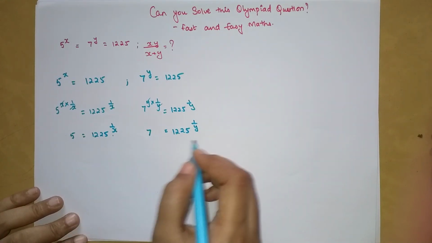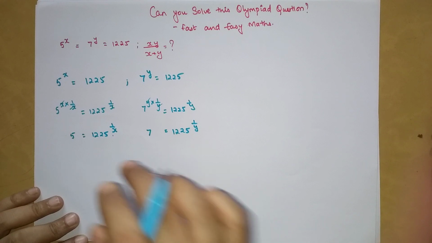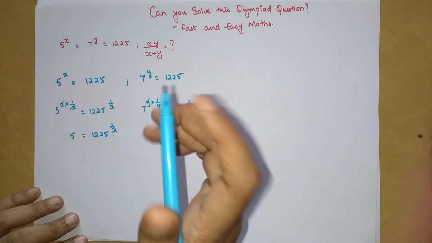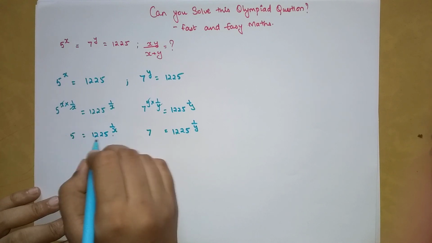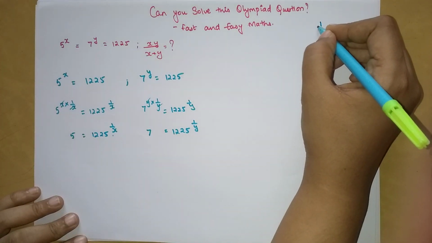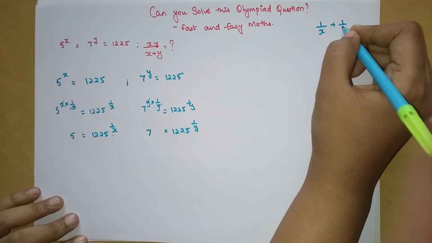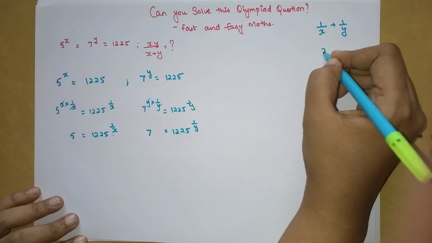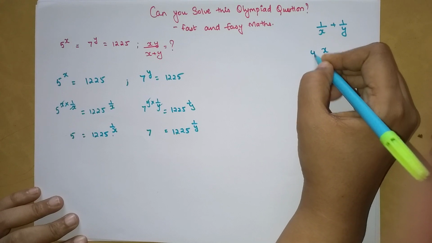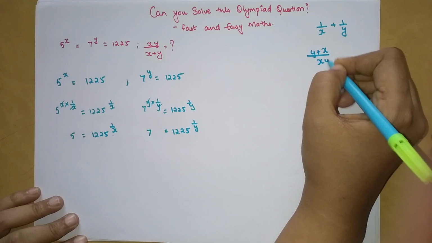Now let's try and multiply them. Okay, now you might be wondering why am I multiplying? Because very simple. If I'm multiplying, the number over here is same. So I just have to add 1 upon x plus 1 upon y. Okay, and when I'm adding, I will get x, y plus x upon xy.